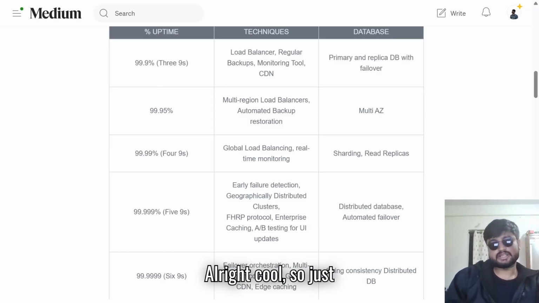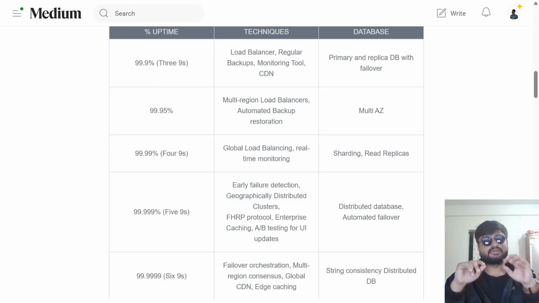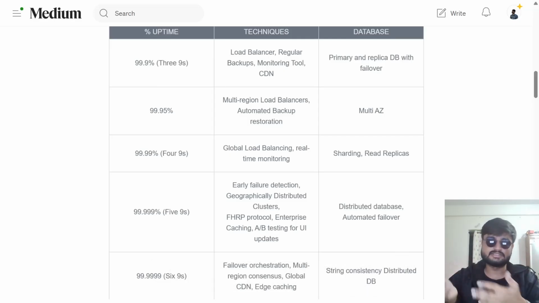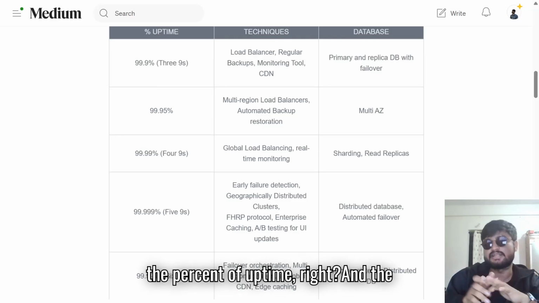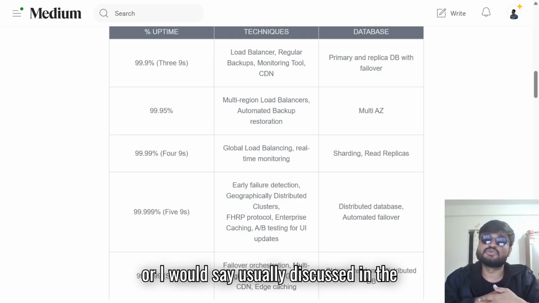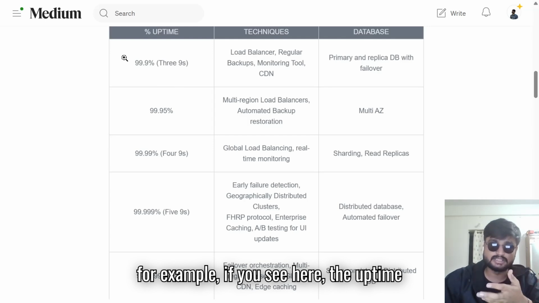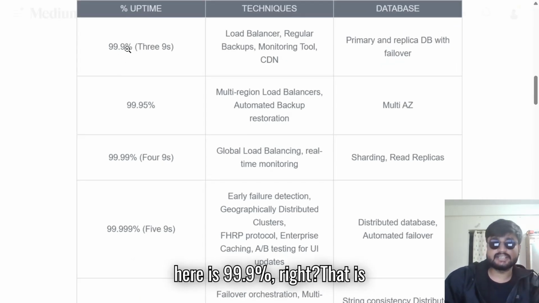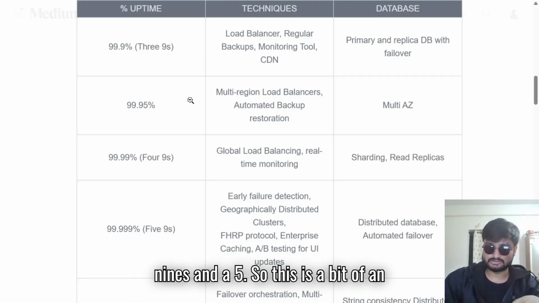So just to give you a basic understanding, what makes a difference in availability to design flow is the percent of uptime. The percent of uptime is usually discussed in the multiples of 9. So for example, if you see here, the uptime is 99.9%, that is three nines. If you go down, then there's three nines and a five. So this is a bit of an exception.